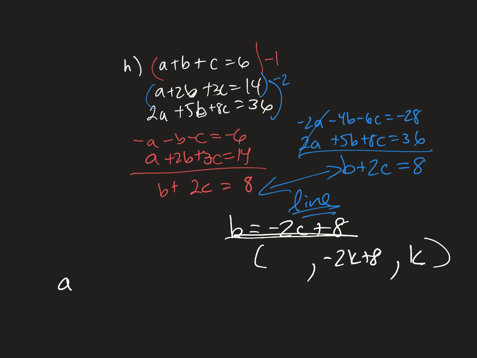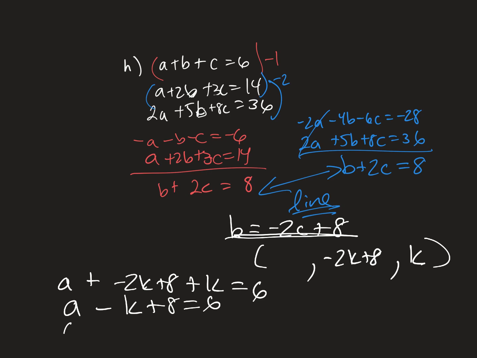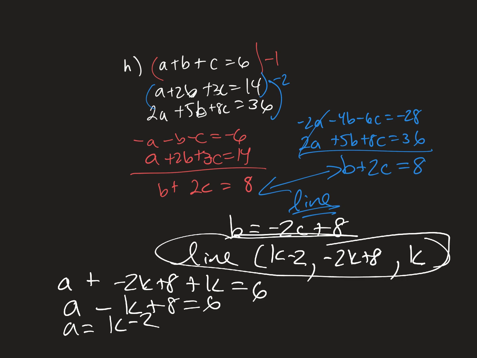So if I'm going to use number 1, A plus, well, B is -2K plus 8, C is K, equals 6. So A minus K plus 8 equals 6. So A is going to be K minus 2. All right, so that's my last piece. So they intersect in a line such that this is the relationship between the three variables. That kind of gives you a gist of the intersection of three planes versus the intersection of two lines. So hopefully that's helpful.